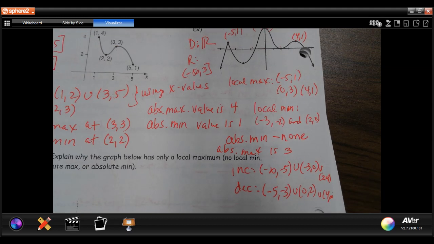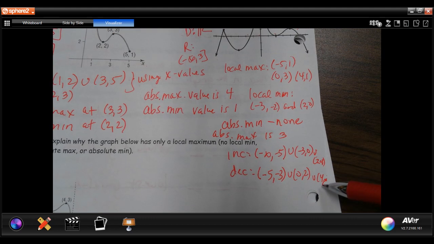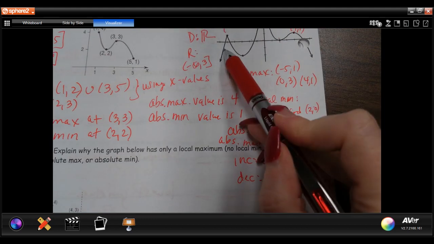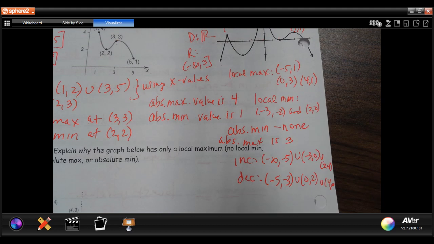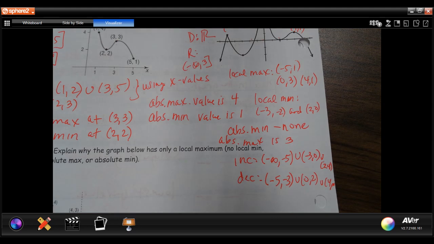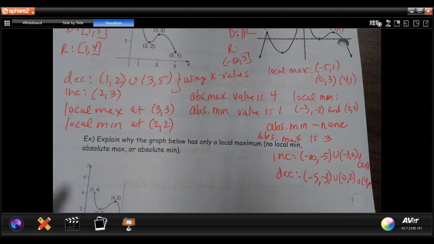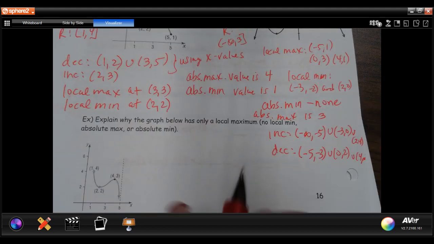Okay. Sometimes people ask, why are you using soft brackets? Because technically at the maximum or at the minimum, it's not increasing or decreasing. Technically, you could use either soft or hard when you're doing increasing, decreasing. So it technically doesn't matter.